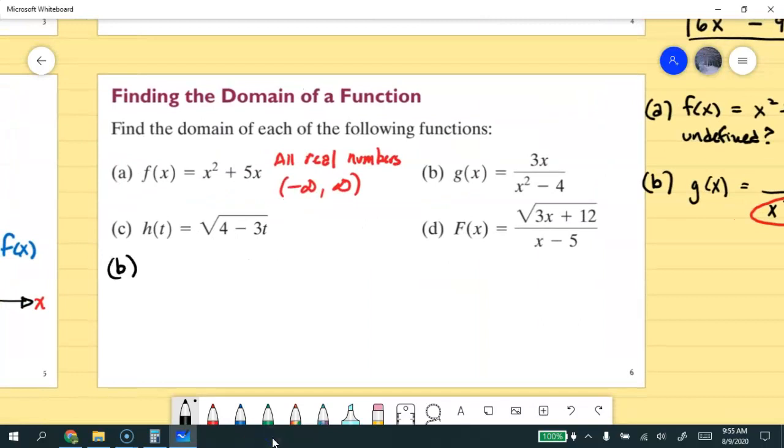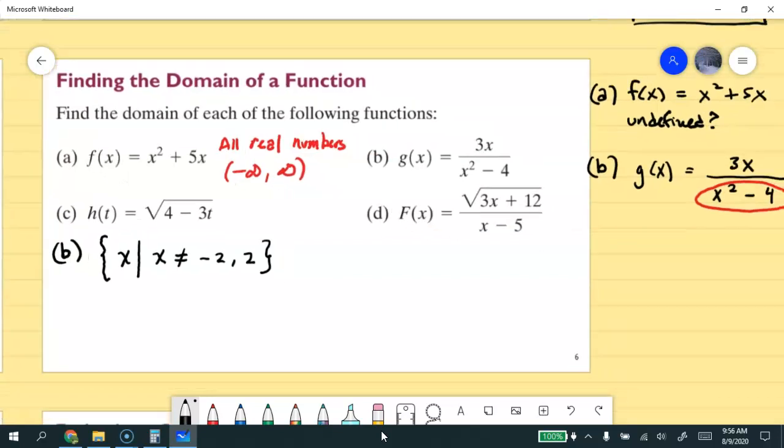Let's write it over here. The domain for letter B looks like this. All right, first thing that you do is you begin with a little squiggly bracket. Then you put x. Then you put a line. And then you write down all numbers that x cannot equal. So you write down x cannot equal negative 2, and x cannot equal positive 2, like that. All right? So those are two numbers that x is not allowed to be equal to. So that is the domain of letter B.